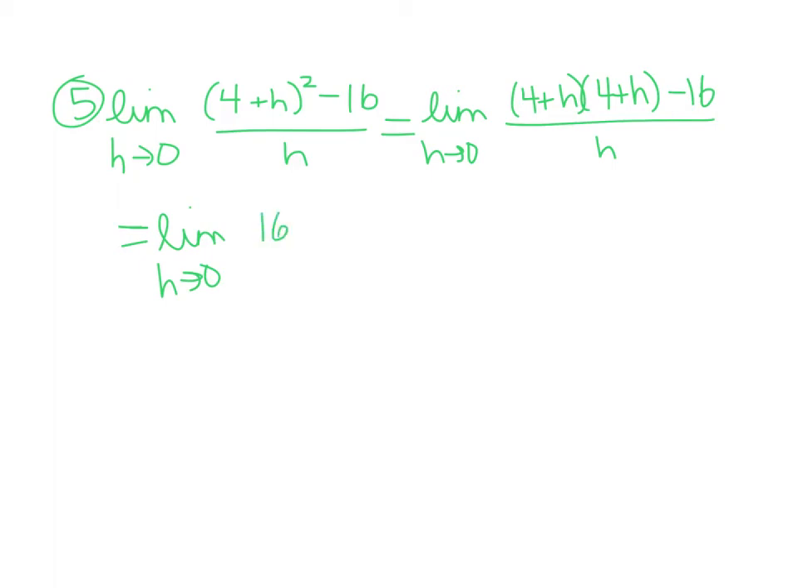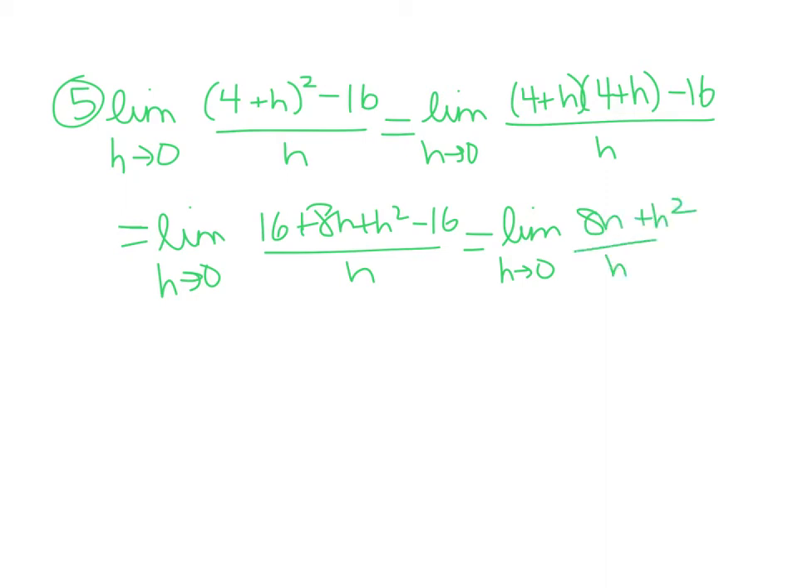I end up getting 16 plus 8h plus h squared minus 16 over h. Actually, this one, I am going to be able to cancel some things out. You might not have seen this right away, but if you get a 0 over 0, just know that there's usually something you can do to solve it out. So I end up getting this.